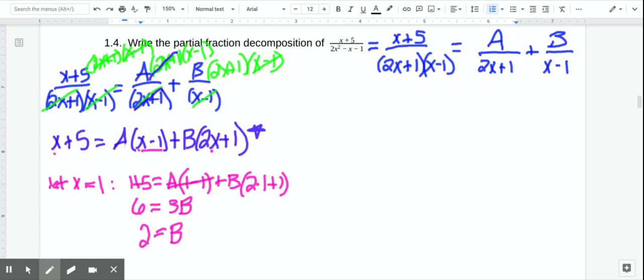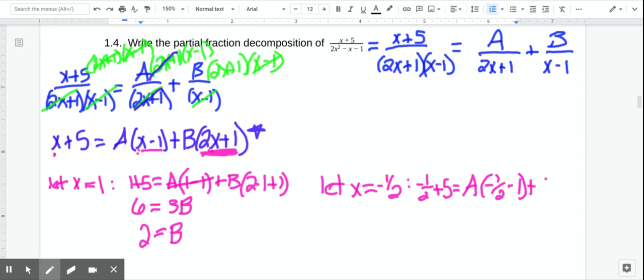So now we're going to pick something else for x. So we're going to do this thing again. We want to pick something nice and easy. Hopefully that'll make that term go away. So if x is -1/2, I think that'll work. So now I'm going to plug in -1/2 for all of these x's. So that's going to give me -1/2 plus 5 equals A, -1/2 minus 1 plus B.